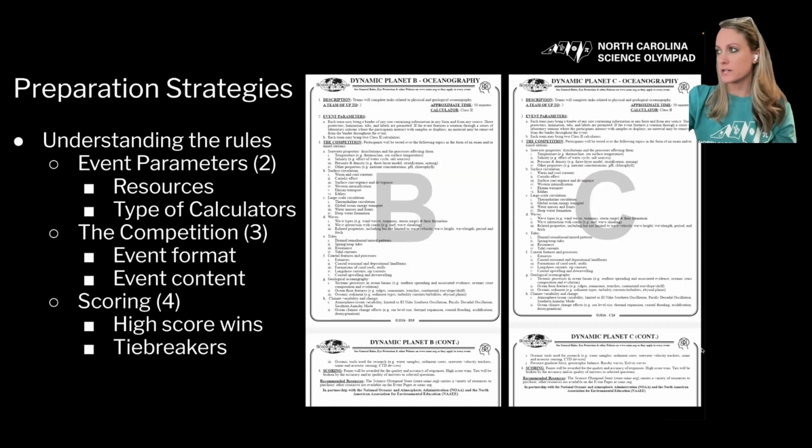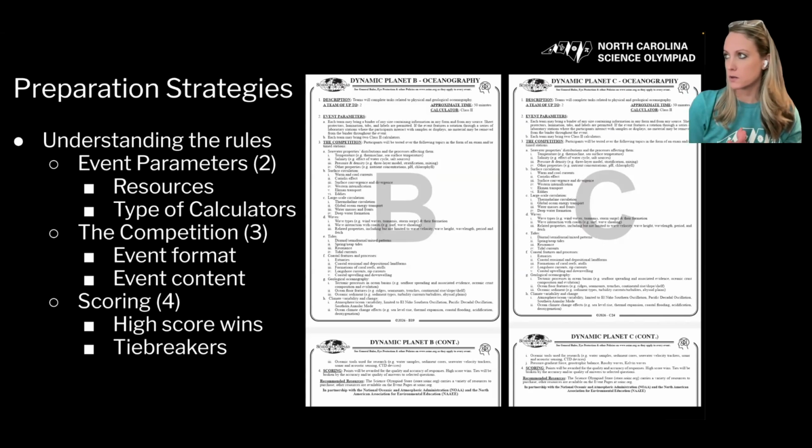Some preparation strategies. So first and foremost, breaking down the rules and the different sections in the rules. So at the top, you have your event parameters under number 2. It describes what you can bring to the event, the type of calculators that you can bring to the event, the things that you cannot bring to the event. Section 3, it breaks down the competition. So it tells you the format of the event. It tells you the content that will be covered.